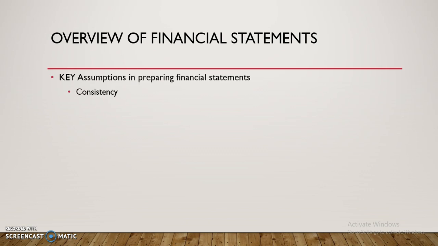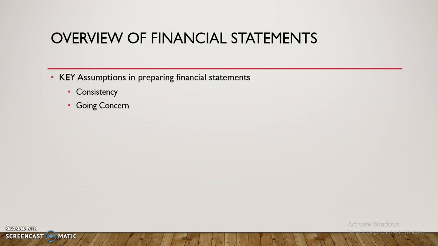So the key assumptions are, first one is consistency. The meaning of consistency is that we follow a lot of accounting principles, practices and estimations in preparing the financial statements. The assumption of consistency means that we apply those principles and practices consistently over a period of time, so that we have comparable financial statements. If we keep on changing the concepts, practices and principles, then one year's result cannot be compared with another year, right? So this is the meaning of consistency.